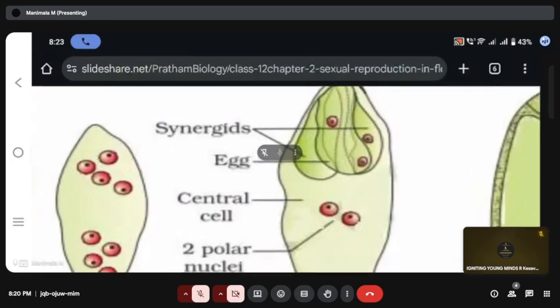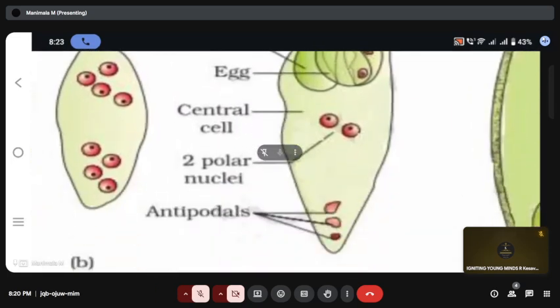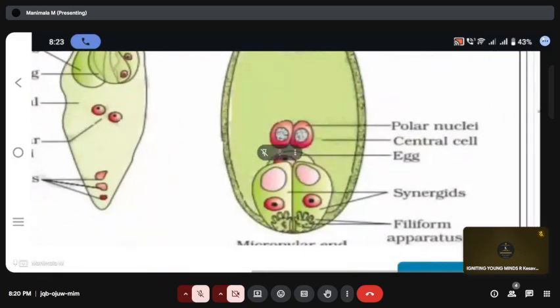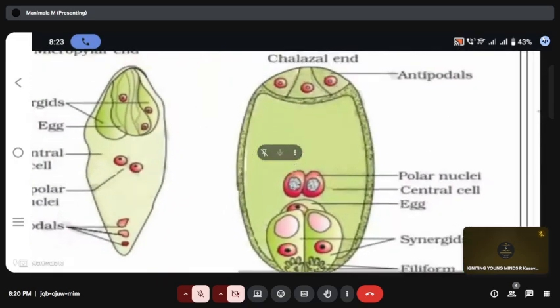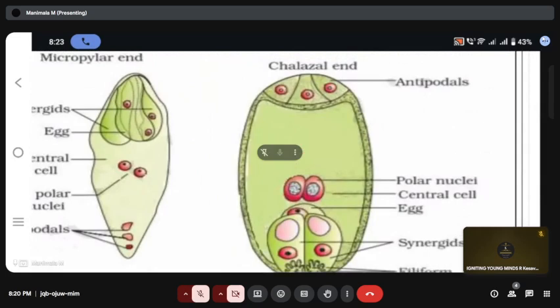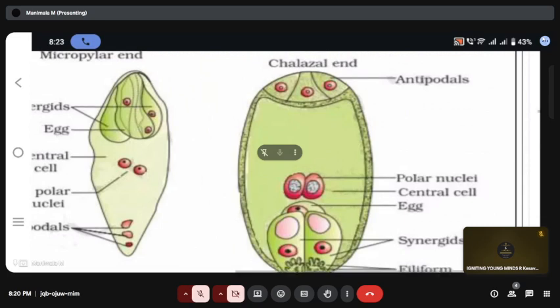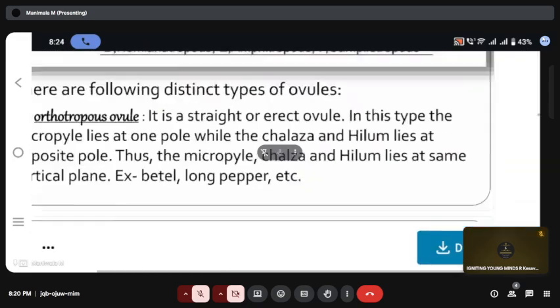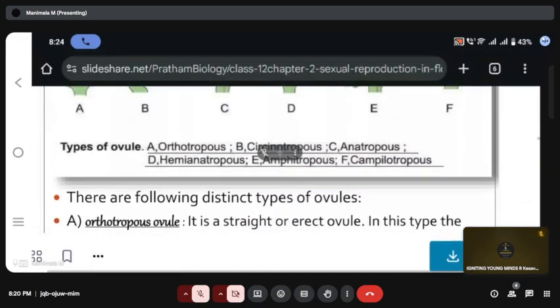Then the synergids, egg cell, central polar nuclei, and antipodal cells. So finally, you will get what? The mature embryo sac. This is the monosporic development. What development is it? Monosporic development, because it is developed from the single megaspore. Okay?